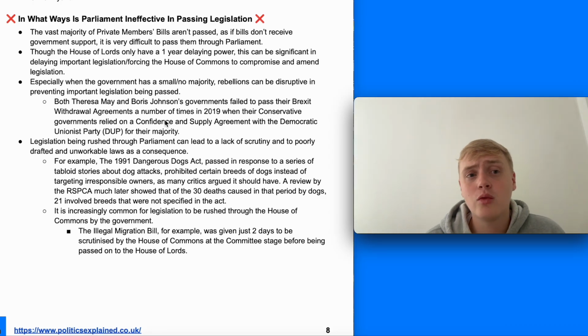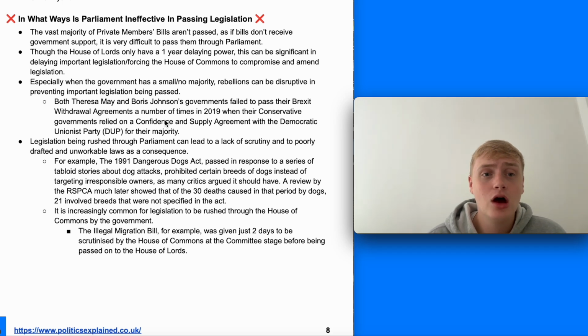On the other hand, there's a number of ways in which Parliament is ineffective at passing legislation. The vast majority of private members' bills aren't passed, particularly if they don't have government support. The House of Lords only has a 1-year delaying power, but that can be significant in holding up the government's agenda in certain cases.